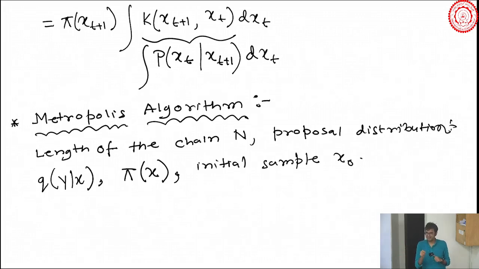That will change, but it will converge, because you have designed a kernel such that it is pi invariant. That is independent of your starting point. So that's why the starting point you can take on your own. You can sample from some distribution. It just does not matter in the long run.